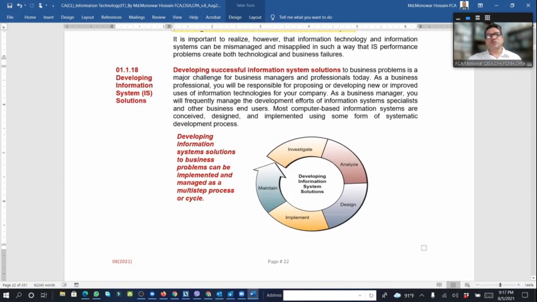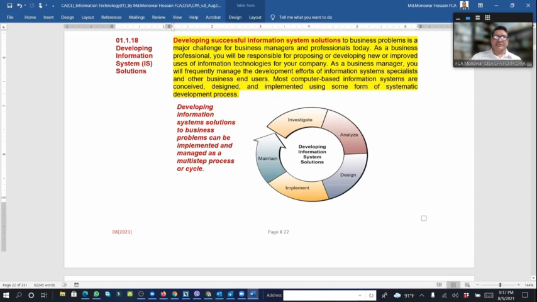Development of an information system solution: how to develop it within the organization. First, we have to investigate which technology is required, then analyze it, then design it for the organization. After designing, we complete the coding or software, then implement it within the organization and continue maintaining it, as shown in the picture. Developing an information system solution to a business problem can be implemented and managed as a multi-step process or cycle, and that is the cycle you see here.